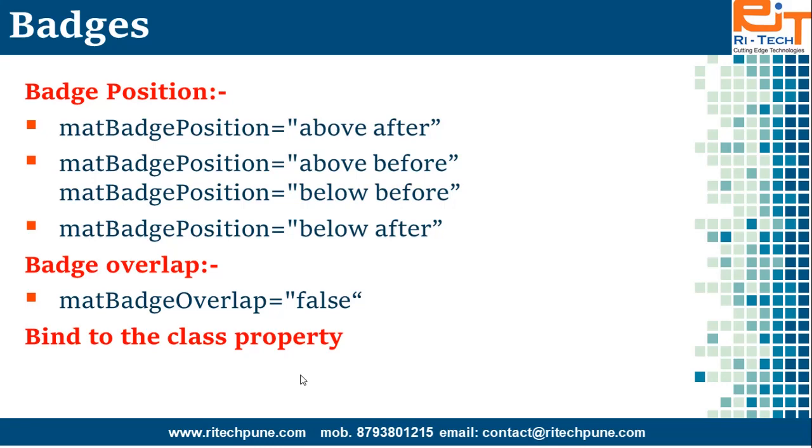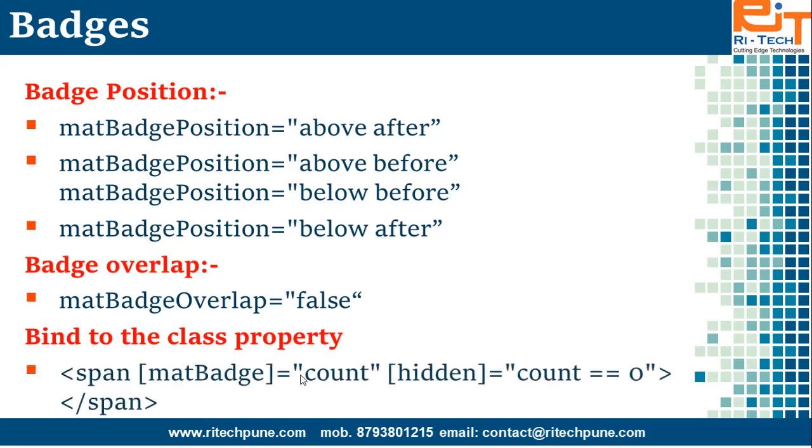Now you can also bind it to a class property. What you can do is create a property inside the class, and then use property binding to bind its value to the matBadge directive. Once you bind it to the matBadge directive, that particular value will be displayed with the badge.